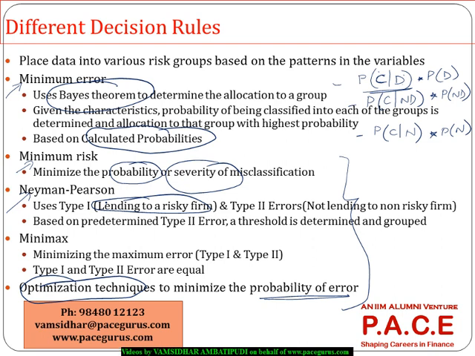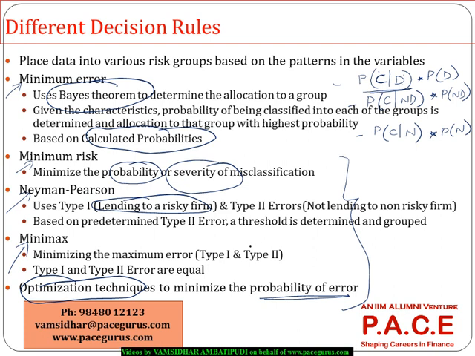Failure to reject the null when it has to be rejected means a non-risky firm, we are not lending to that firm. So we are talking about these two types of errors, and the intention is to work with the type 2 error, predetermine the type 2 error, and based on that you decide a threshold for the probability which will make you attain that type 2 error with a very little amount of type 1 error, and based on that the groupings are done. That is the Neyman-Pearson criteria.